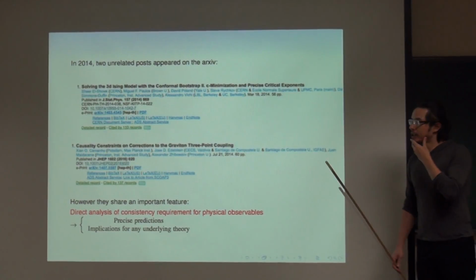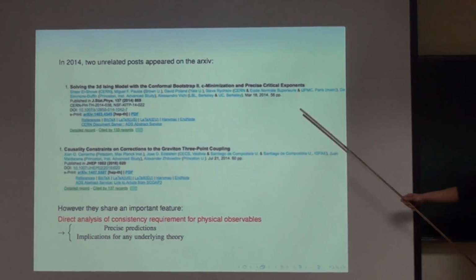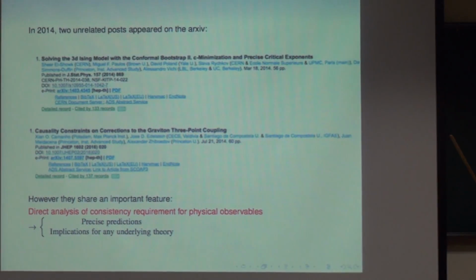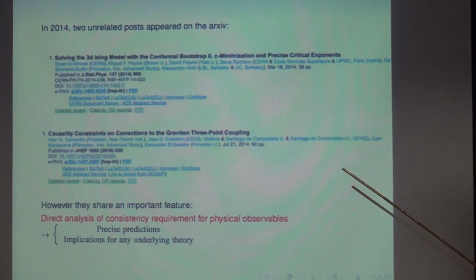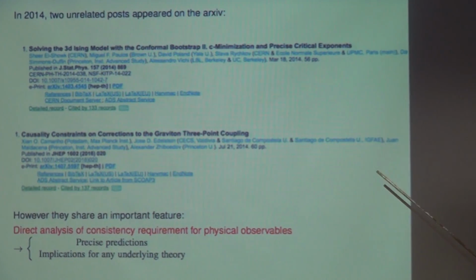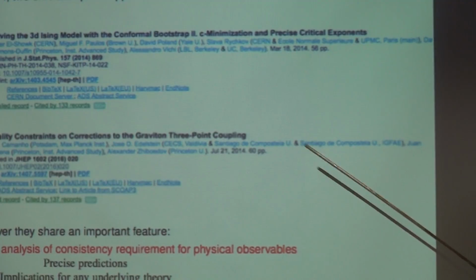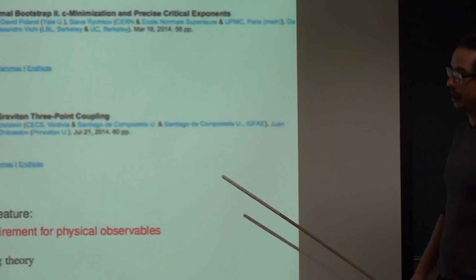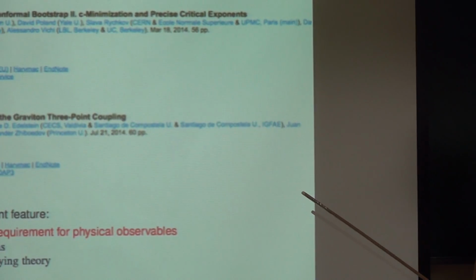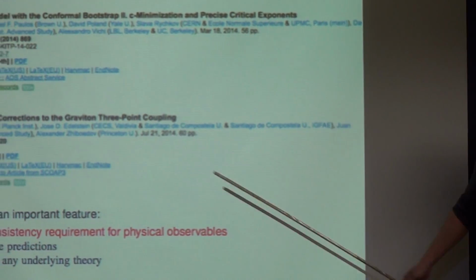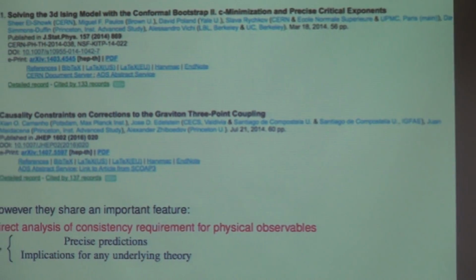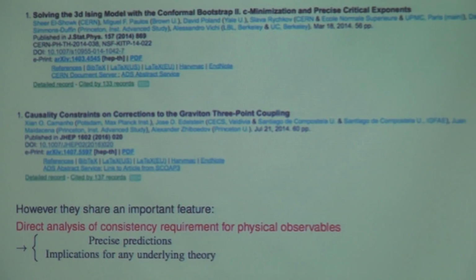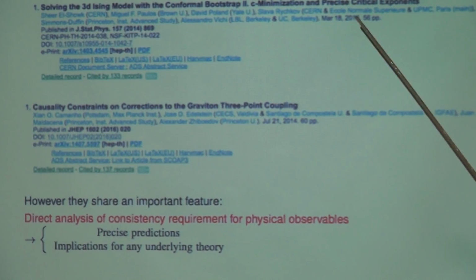So in 2014, there are these 2 interesting papers that appeared on arXiv. Now, from the title, it looks like these 2 papers have nothing to do with each other. One is talking about the Ising model, solving conformal bootstrap and fixing certain operator dimensions for the Ising model. Here, this is talking about causality constraints on gravitational scattering. So these are completely unrelated papers.